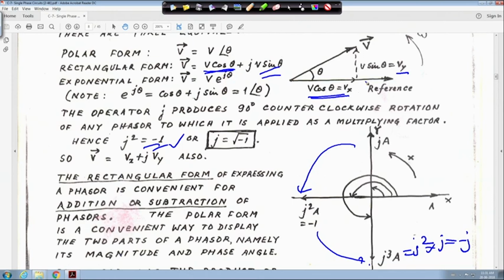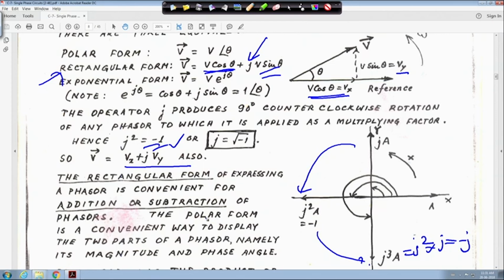So this is your phasor V equal to Vx plus jVy. The rectangular form of expressing a phasor is convenient for addition or subtraction, because for addition and subtraction this form will be helpful.